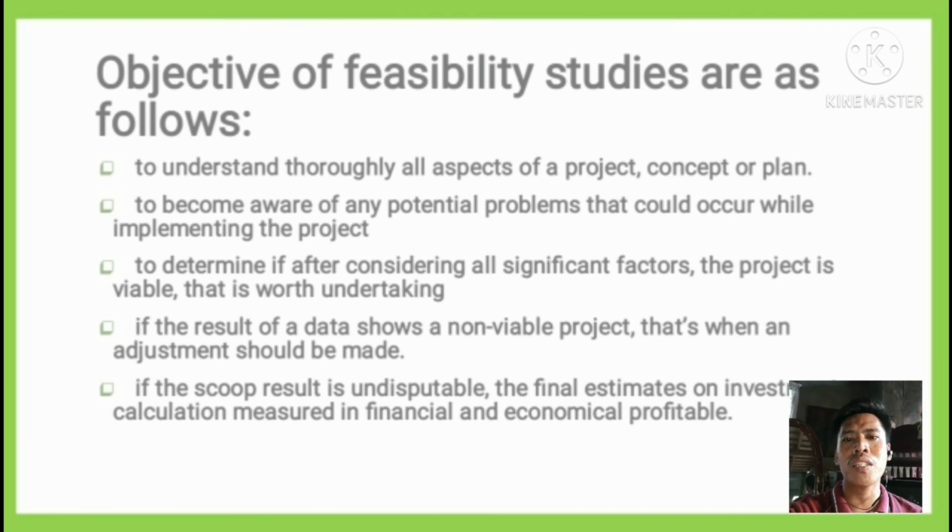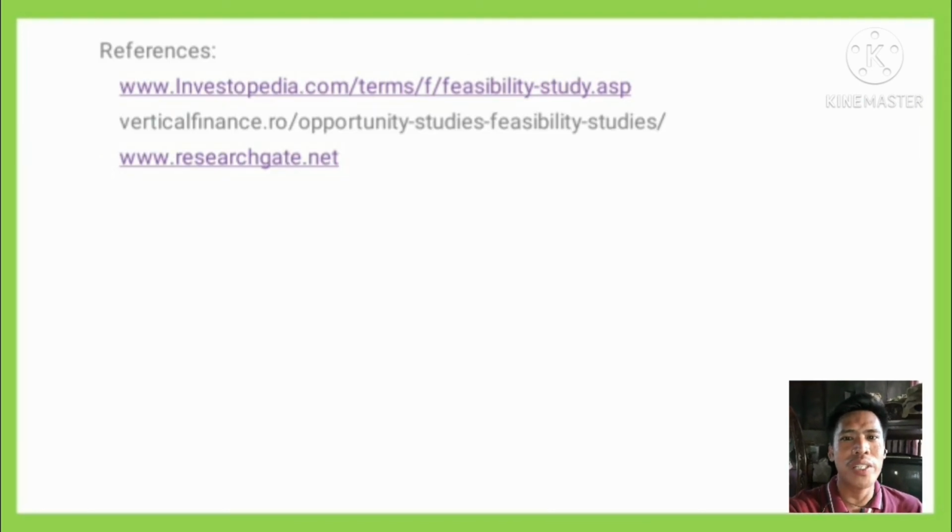If the result is undisputable, the final estimate on investment calculation is measured in financial and economic profitability. Final evaluation and investment decision. Feasibility is not an end in itself, but only a means to arrive at an investment decision that need not agree with the decision of this study. This is the end of our discussion in Chapter 21.